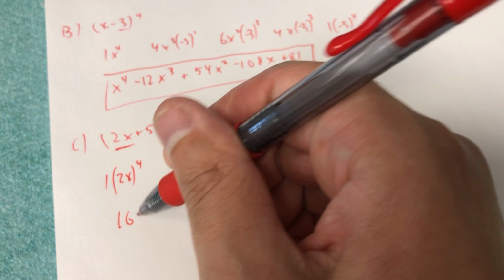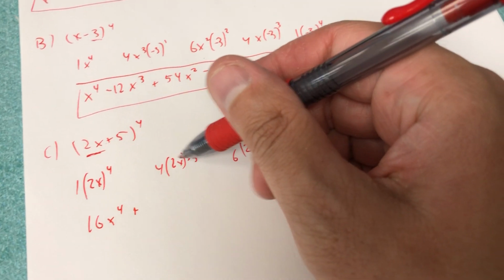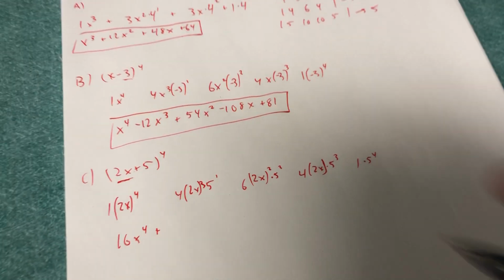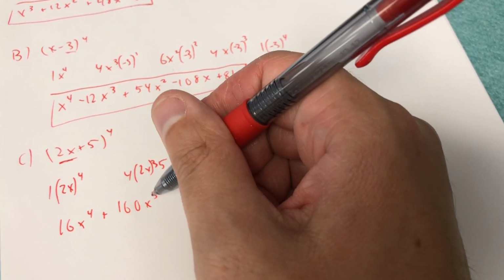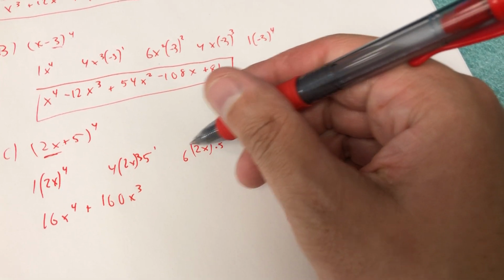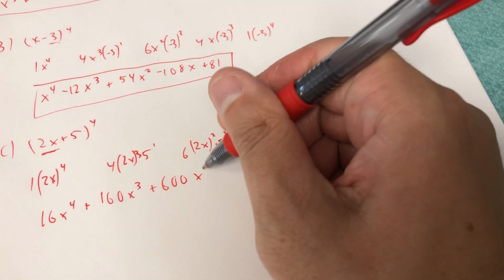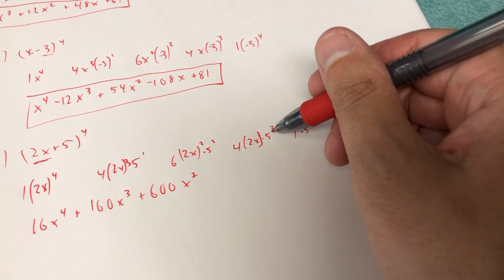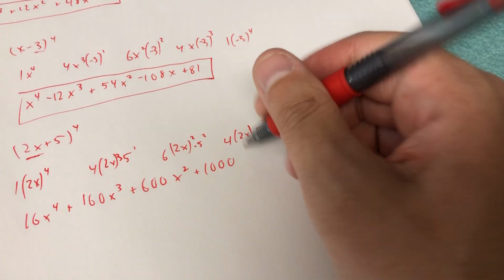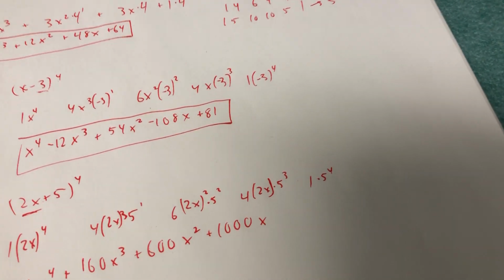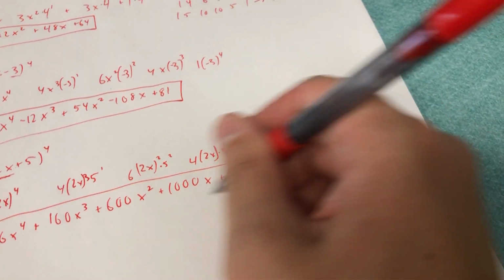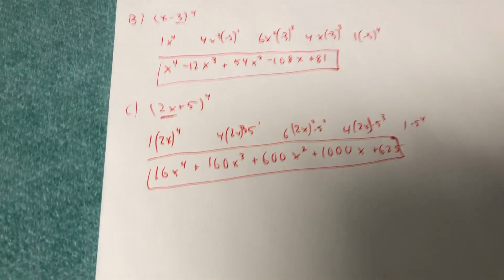2 to the fourth is 16, so you've got 16x to the fourth. 2 cubed is 8. 8 times 4 is 32. 32 times 5 is 160, x cubed. 2 squared is 4, 5 squared is 25, 25 times 4 is 100, times 6 is 600, x squared. 5 cubed is 125. 125 times 2 is 250. 250 times 4 is 1,000 x. And then 5 to the 4th power is 625. And so that's going to be your final answer there. So that's how the binomial theorem works to expand binomials.